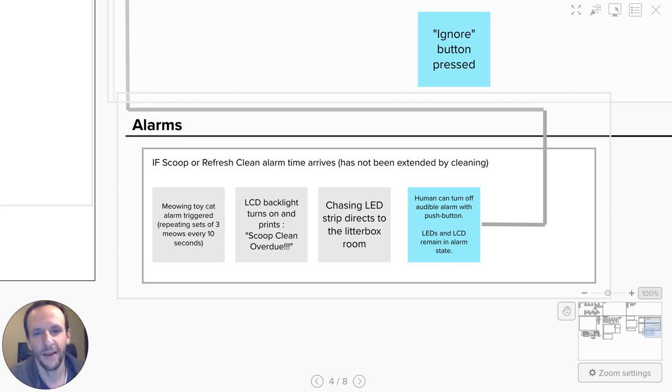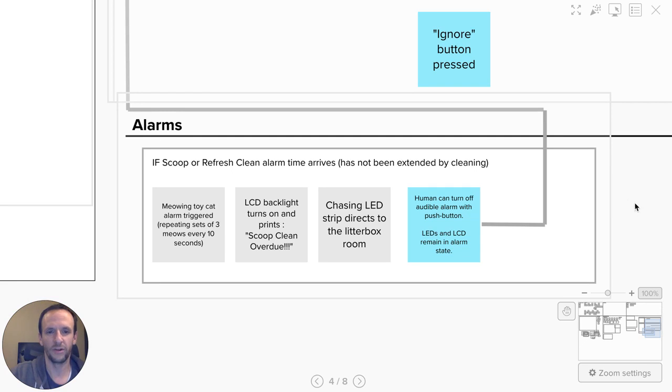I'm not sure. But a light indicator that during the week or during the day before the deadline of changing or scooping the litter would have just said, hey, the time is approaching. Now that the alarm's gone off, that LED strip could actually have chaser lights that draw your attention in and say, get in there and clean it now. So interaction at that point would be to turn off the alarm, the buzzer, or the cat meow toy.